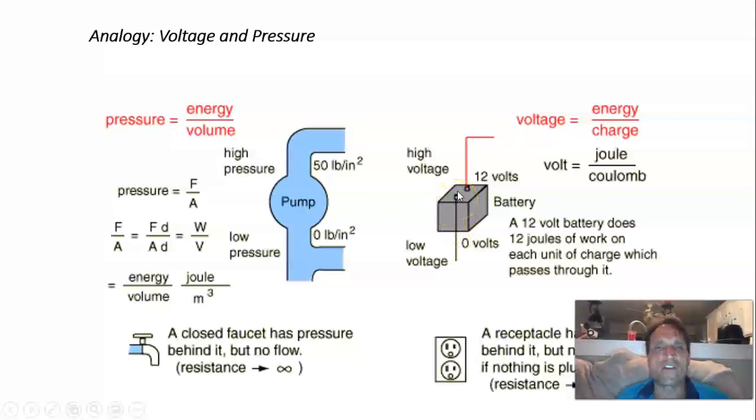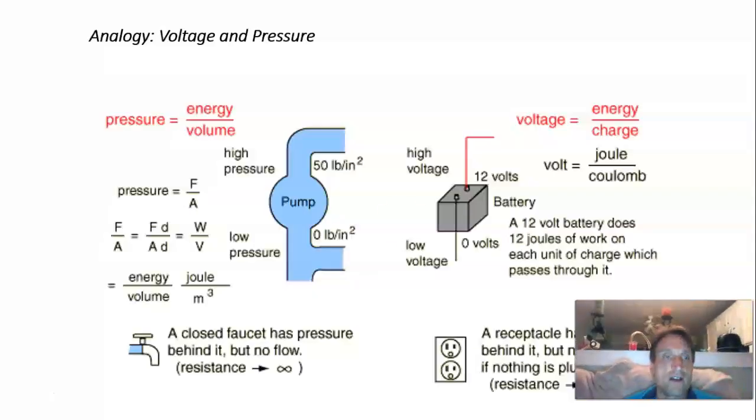And so we'll see in circuits that batteries behave with electrical circuits a lot like pumps behave in water circuits, pipes. And so pumps create a difference in pressure, batteries create a difference in voltage. And so we'll get back to this more when we get to electronics.